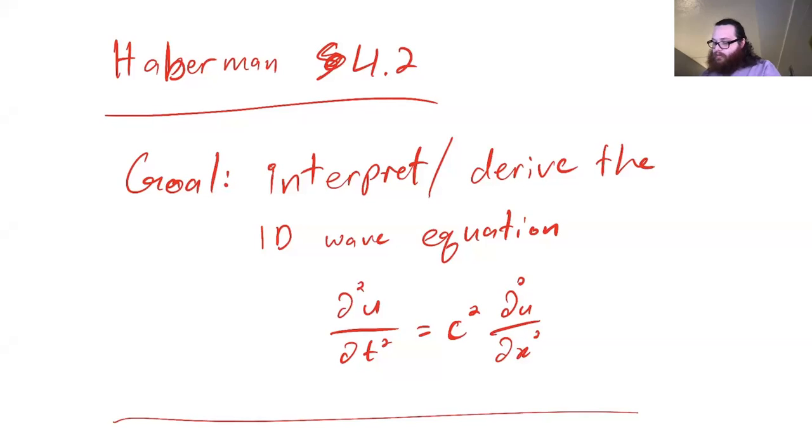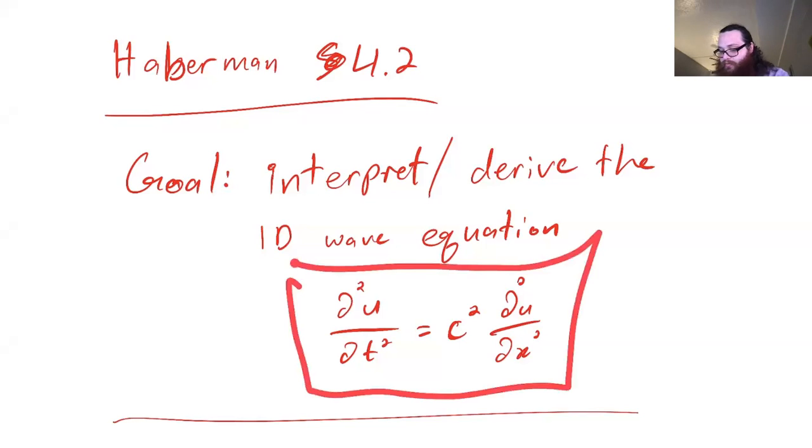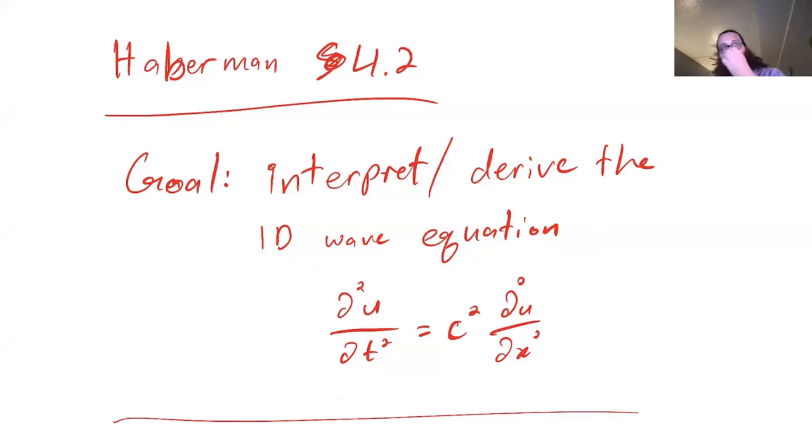Hello. So in this video, we're going to talk about Haberman's section 4.2. The goal of this section is to interpret or derive the one-dimensional wave equation, which, with a bunch of simplifying assumptions, takes this form.